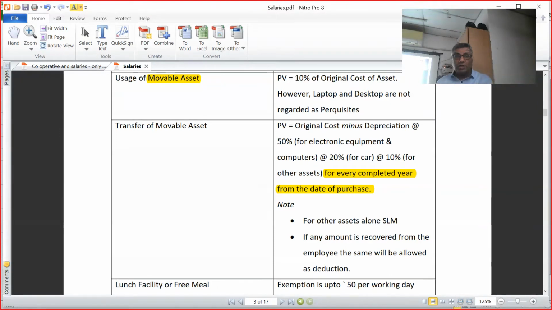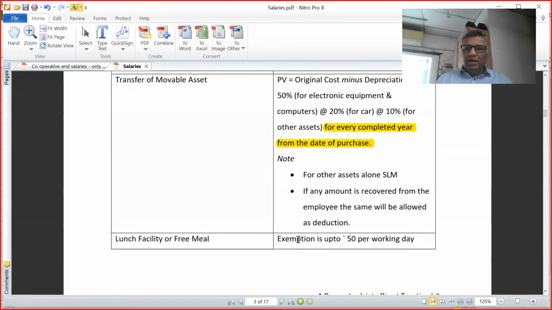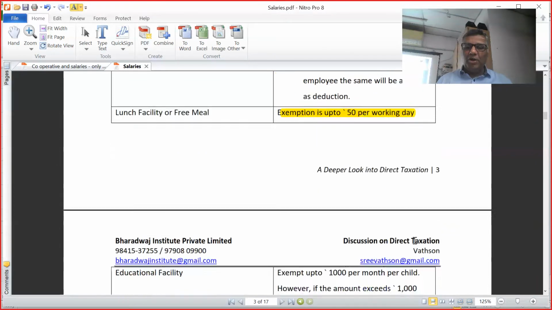No, this is rate of depreciation, not rate of tax. Exemption is up to 50 per working day. That's why Sodexo passes are for 1,500 rupees. The employees get 1,500 rupees Sodexo passes because 30 into 50, taking 30 also as working days.